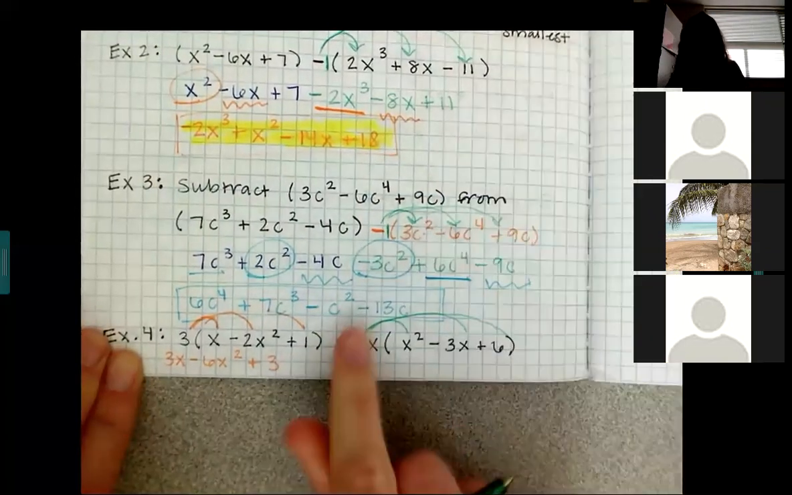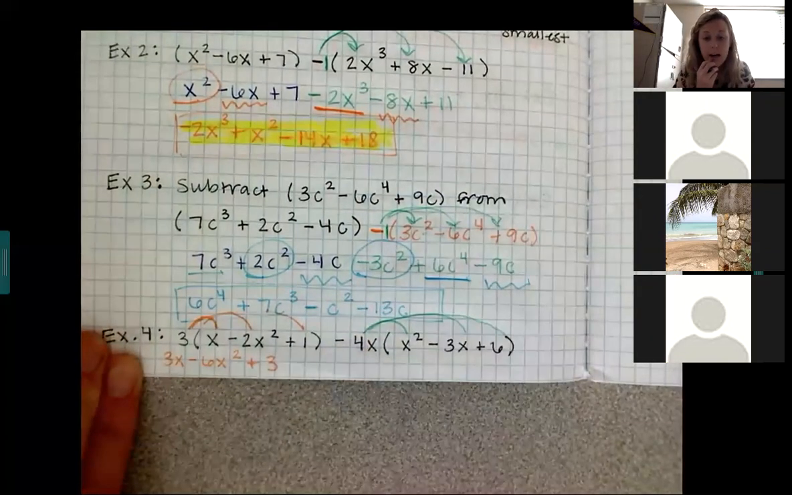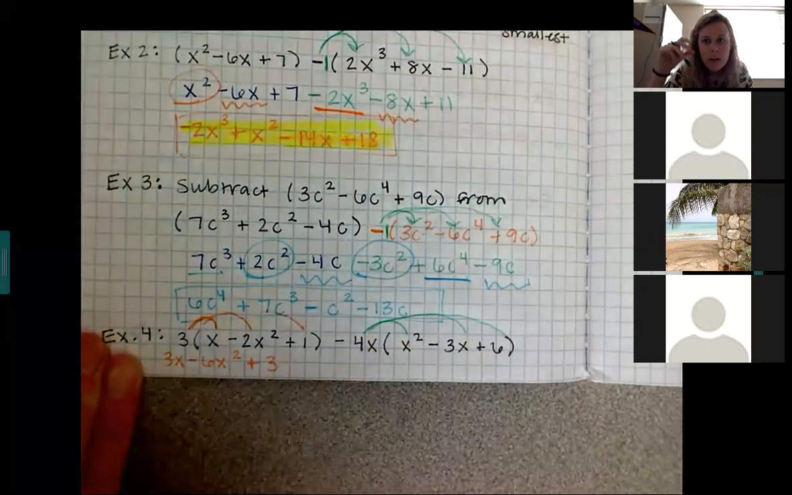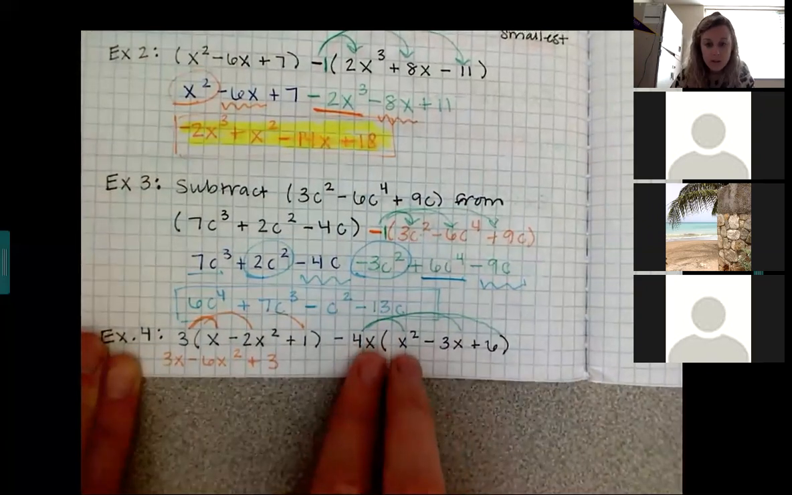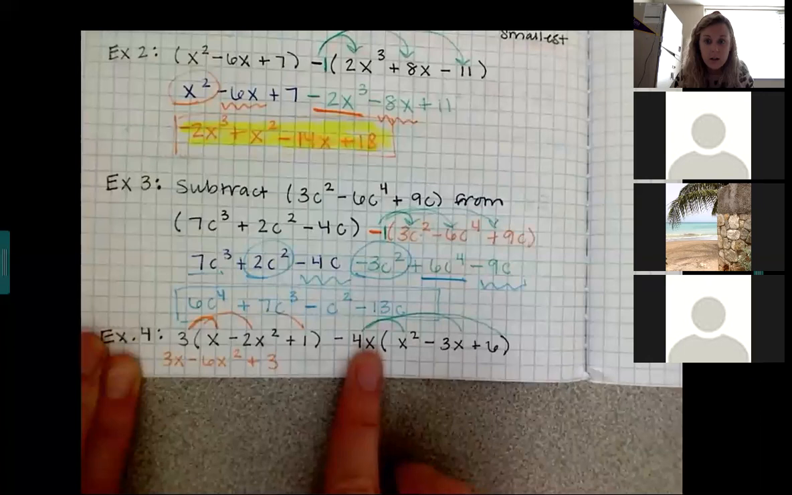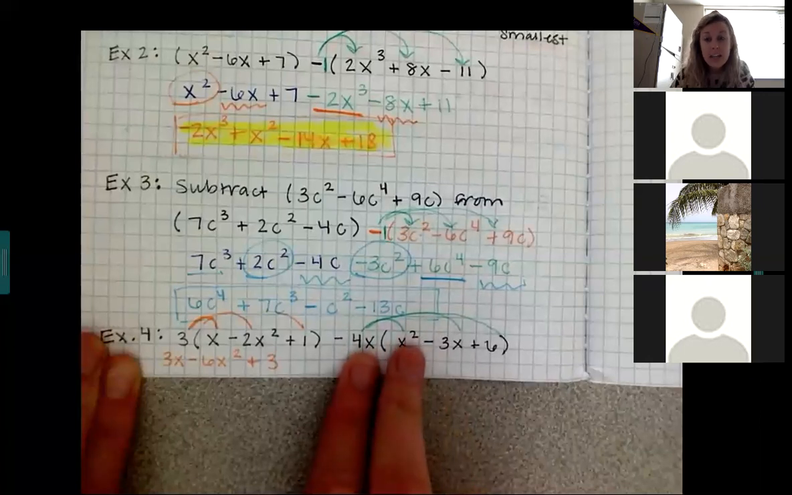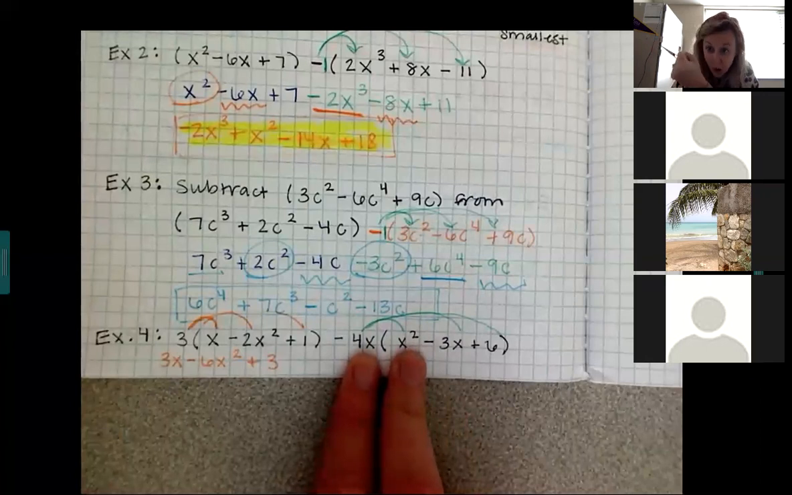Don't y'all forget that negative. It's attached to the 4x, okay? So when you distribute negative 4x, this is where y'all will tend to get a little confused. If I have negative 4x, do y'all agree that's 1x right there being multiplied by negative 4? Yes. How many x's are on the inside? 2. So if I put those together, multiplying, how many x's should I end with? 3.